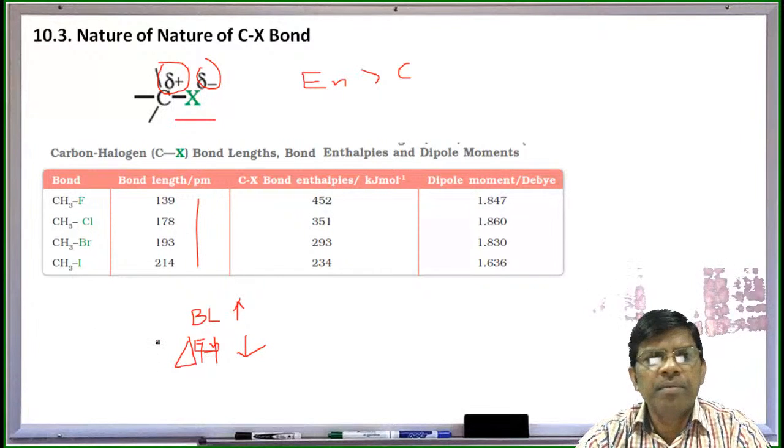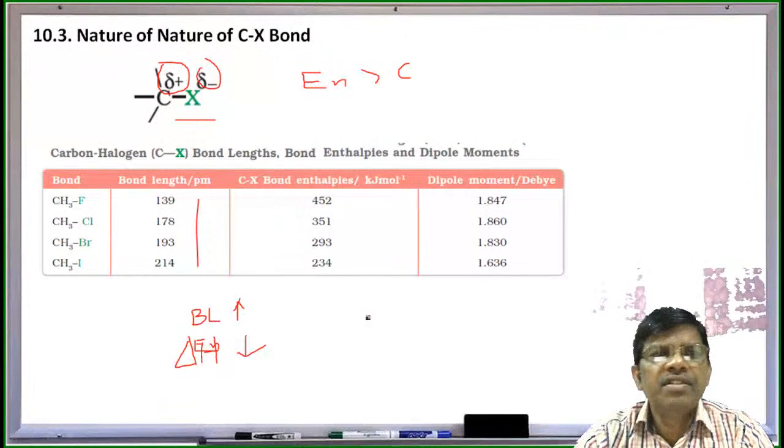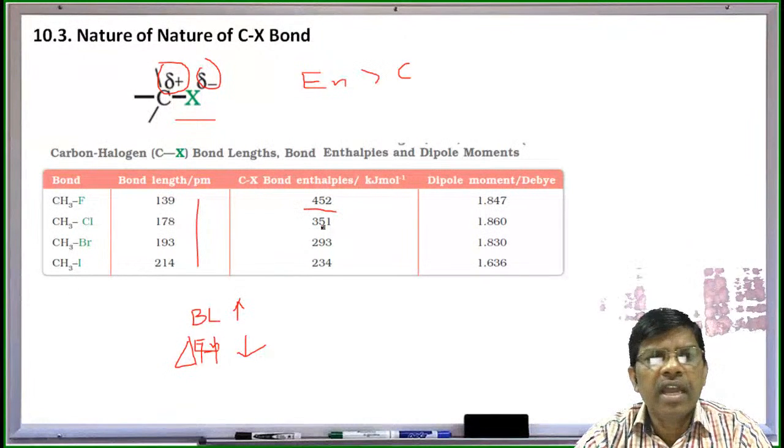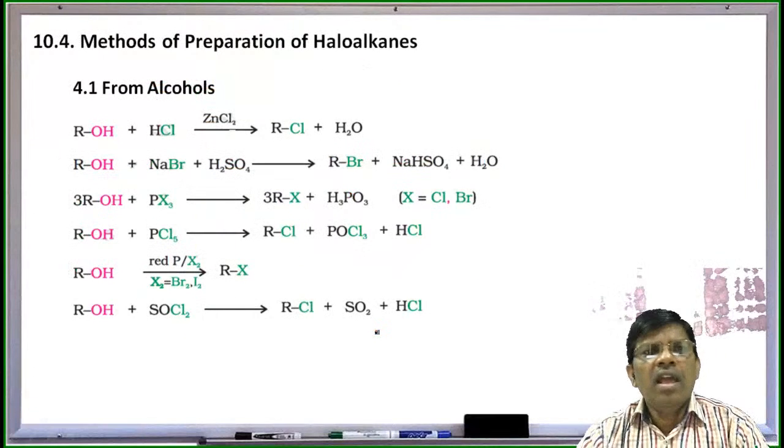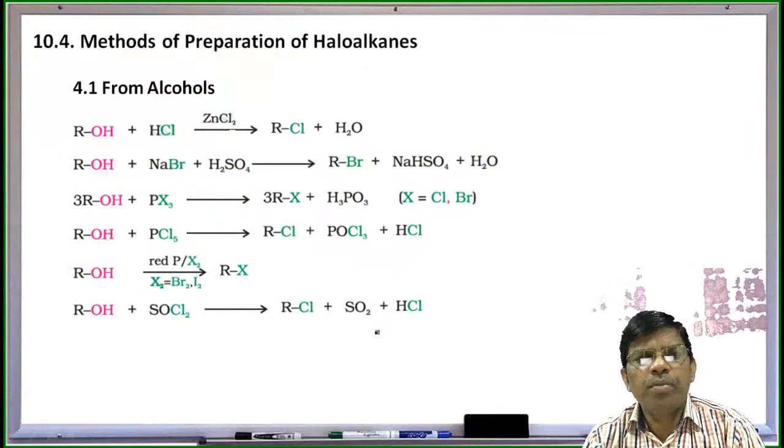So this concept is very important while writing entrance exams. For example, for fluorine it is 452 and for methyl iodide it is 234. That means it is decreasing, isn't it? Next, methods of preparation. How to prepare these compounds?